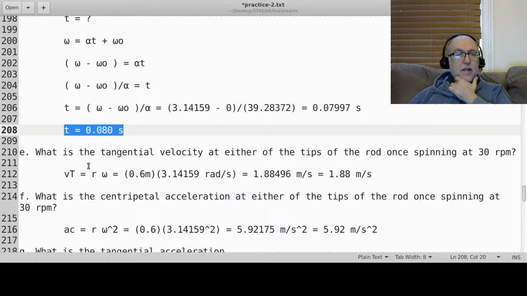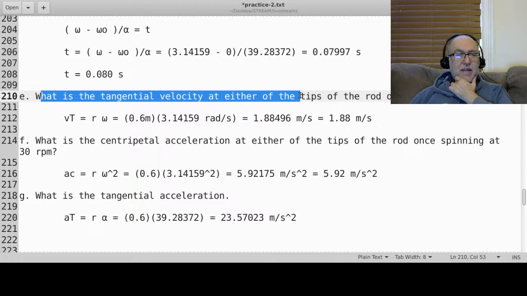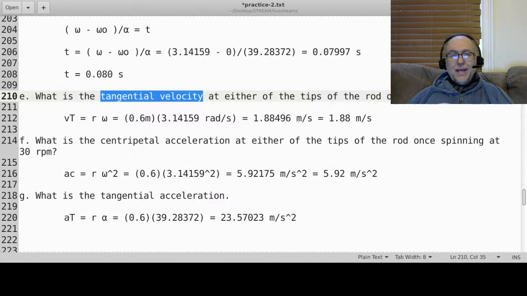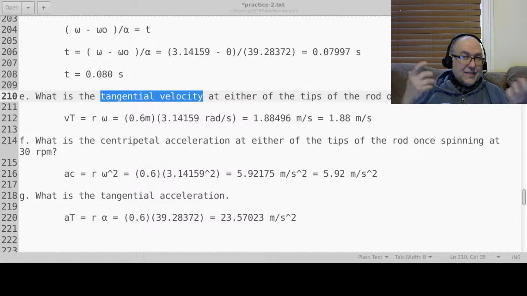What is the tangential velocity of either of the tips of the rod when it's spinning at 30 RPMs? So tangential velocity is actually a linear quantity. Even though this thing is going in a circle, I could still say how fast linearly this thing is turning, okay? And let me draw a picture because I think that'll help here.